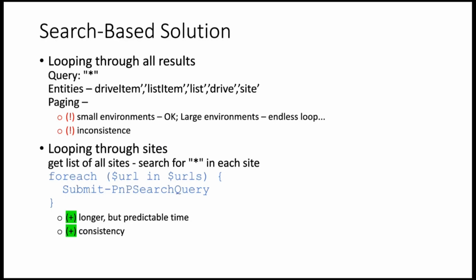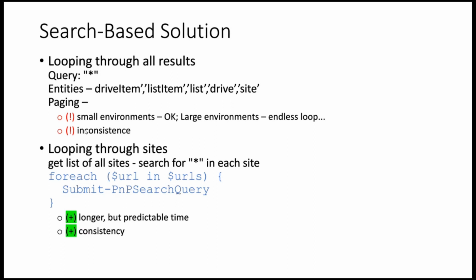Okay, we've just seen a search-based solution based on looping through all the results. The query was search for everything, and we were searching through all the entities, and we were paging through all the results. Possible problems. Surely the same problem. For small environments, it would work okay. But for large environments, you'll probably get an endless loop because you have so much content shared with everyone that you can just loop through it, scroll, and it never ends. So the time it takes to get all the results would be significant.